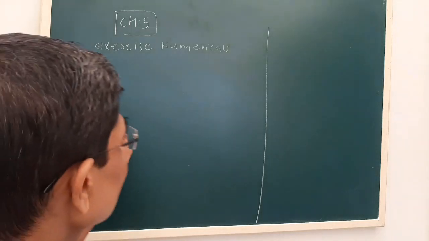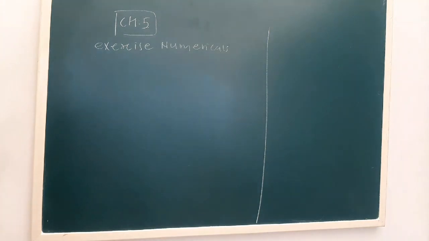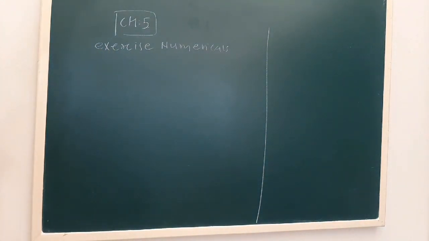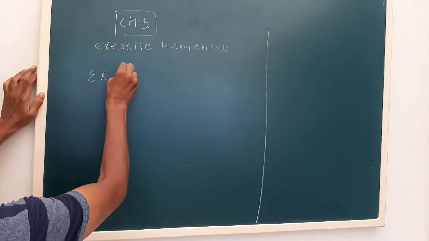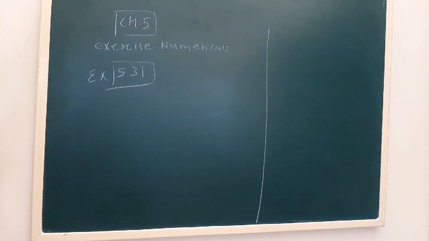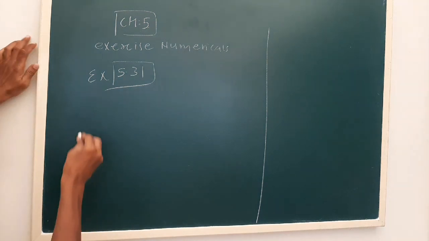Dear students, last time we discussed the exercise numerical of lesson number 5, that is laws of motion. Now we proceed further. Our next is example number 5.31. A train moves on a circular path of radius 30 meter.